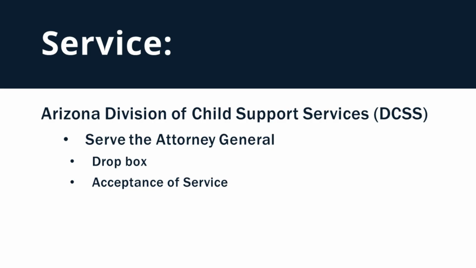If DCSS is involved in a child support case, you'll also have to serve a copy on the Attorney General. They have a drop box, the clerk will tell you where, and they'll sign an acceptance of service form. When you go there, you'll need to provide them with the form and a self-addressed stamped envelope so they can send you your copy. The Attorney General may then file the form with the court and mail you your copy. But if they return the original acceptance to you, you'll have to file it with the court.